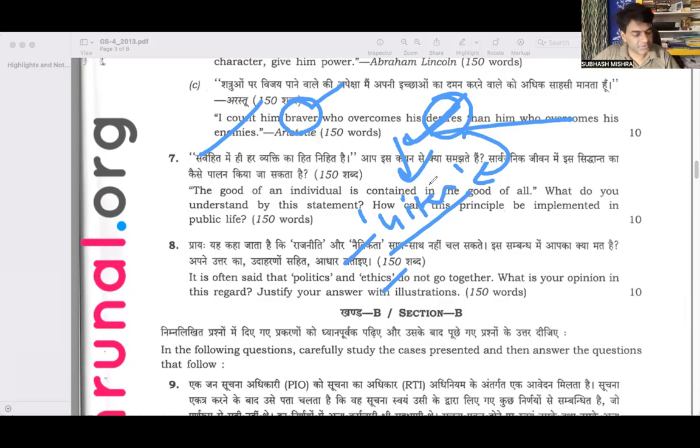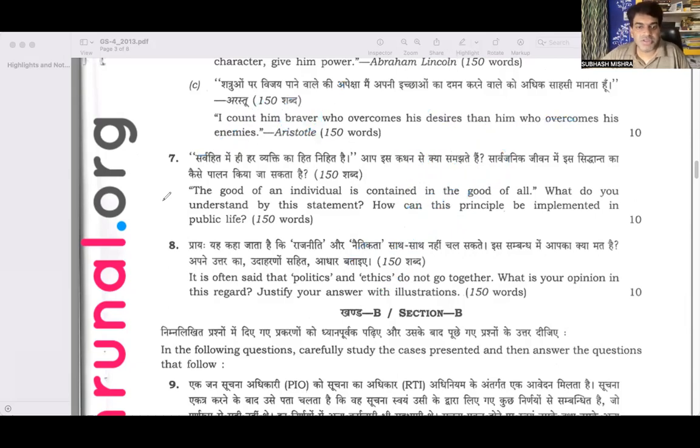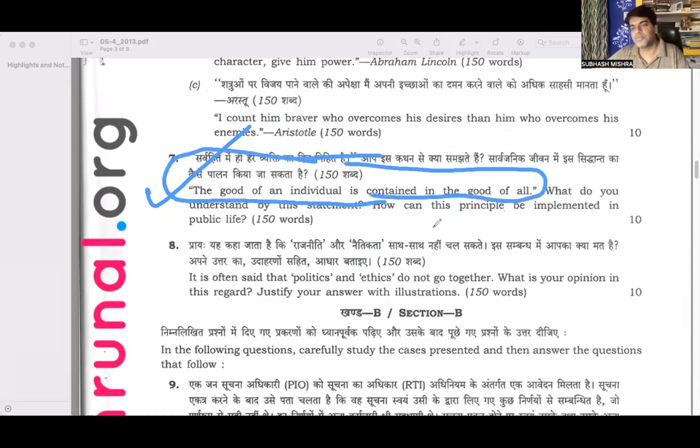So those things you have to write. Then we'll be going on with this. See, this is also a quotation: the good of an individual is contained in the good of all. Do you know from where it has actually come?